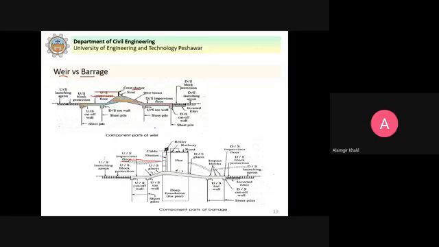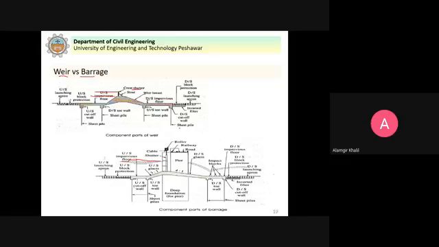Because these structures are constructed most of the time on pervious foundations, different forces will be acting due to the surface flow and subsurface flow. So that's why we provide these protections to counterbalance those forces.